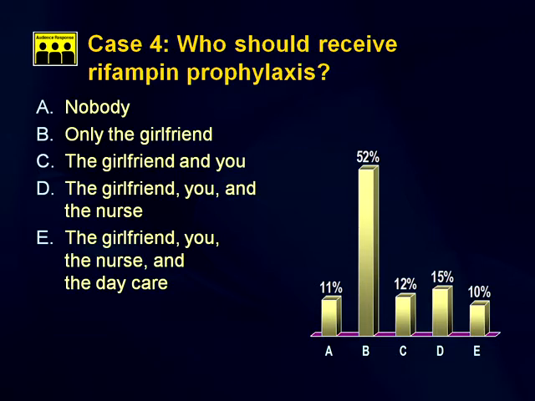What is the girlfriend's problem? She needs prophylaxis. Yes, she does need prophylaxis, but she's pregnant. And what do we prophylax pregnant women with? Ceftriaxone. We don't use rifampin for prophylaxis here.